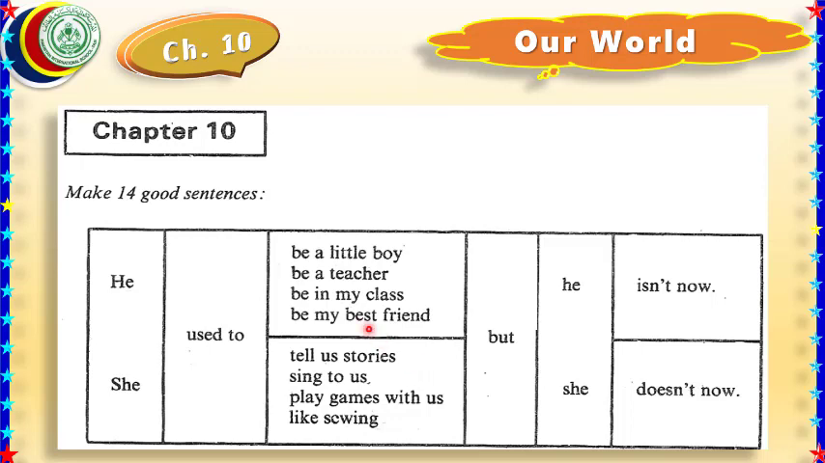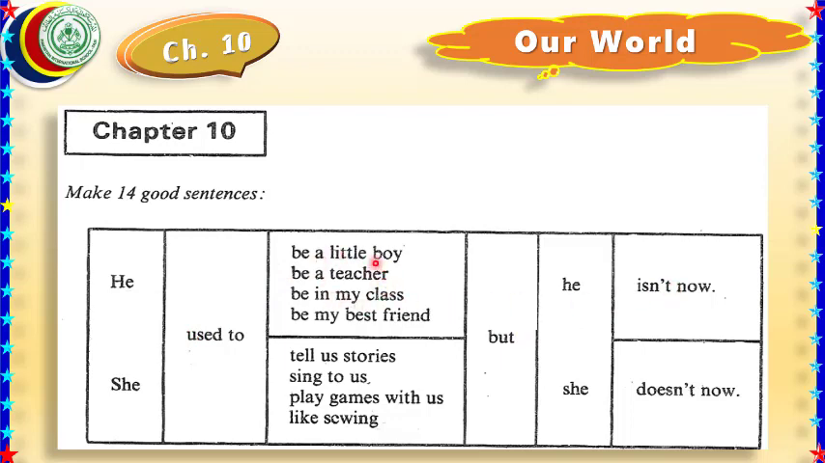What is the problem here? Here you can see this line is here. One more line is here. These lines are not meaningless. What does it mean? He used to. After he, you will use used to. Then you can use these 4 phrases only. He used to be a little boy, but he isn't now.